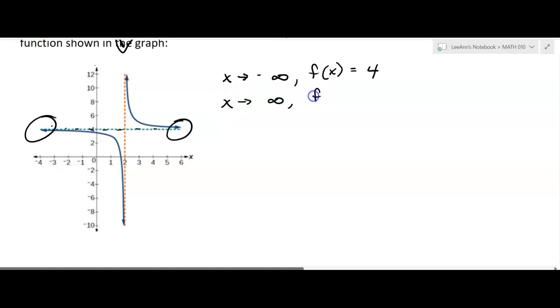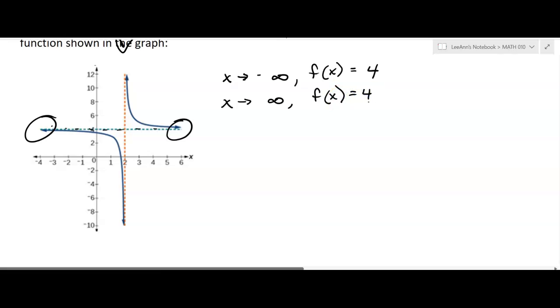Okay, so let's look at the end behavior first. As x approaches negative infinity, so we're talking about right here, what's happening? Well, f of x looks like it's approaching 4. Okay, so you can see the horizontal asymptote there at 4, and that's what's happening. Okay, and then let's look at the other end behavior. As x approaches infinity, f of x is approaching 4.